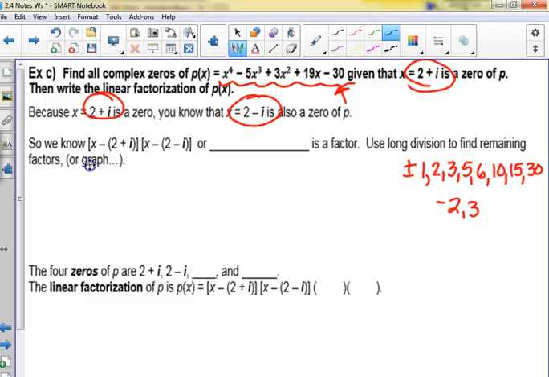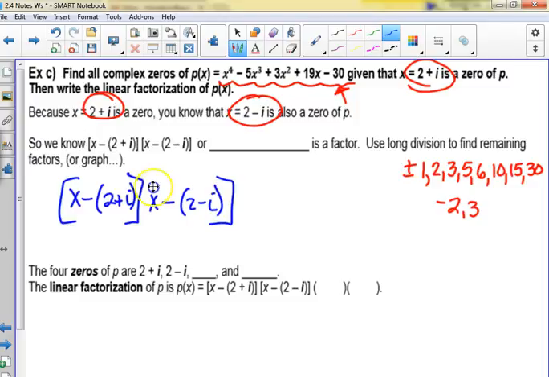If 2 plus i is a 0, then x minus (2 plus i) is a factor. Everybody okay? If 2 minus i is a 0, then x minus (2 minus i) is a factor. Can I write those without so many parentheses? Could you distribute the negative for me? This becomes what? x minus 2 minus i. And this one? x minus 2 plus i. Okay.